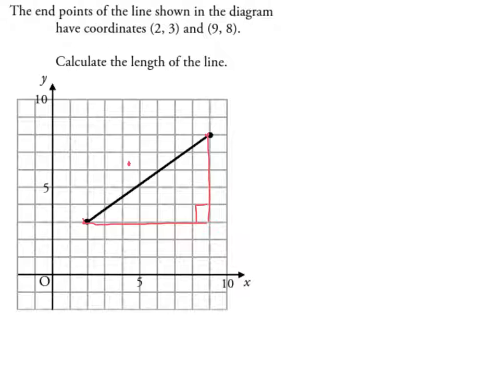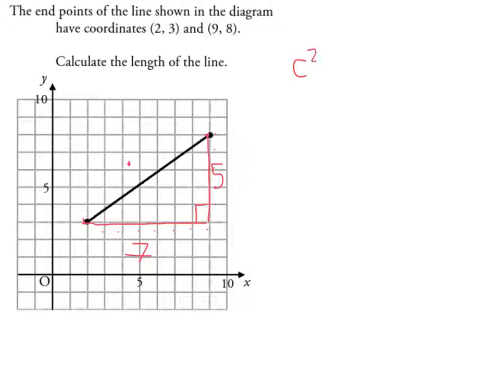First I need to work out the length of both my short sides. So the one along the bottom is going to be 1, 2, 3, 4, 5, 6, 7 long. And the one that goes up is going to be 1, 2, 3, 4, 5. So here I have a 7 and a 5 as my short sides.